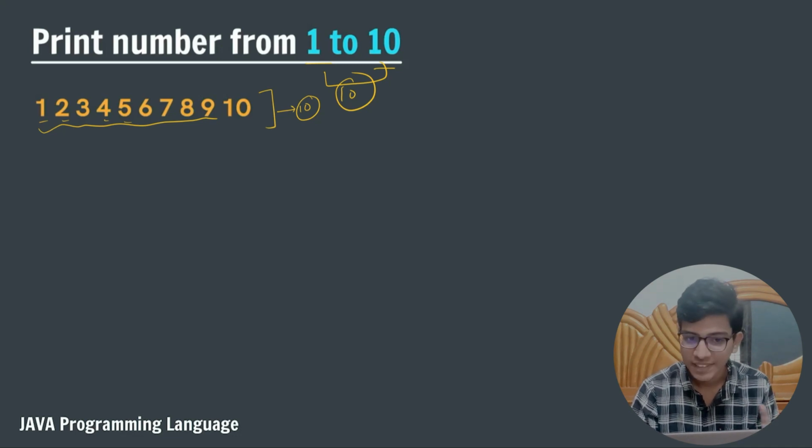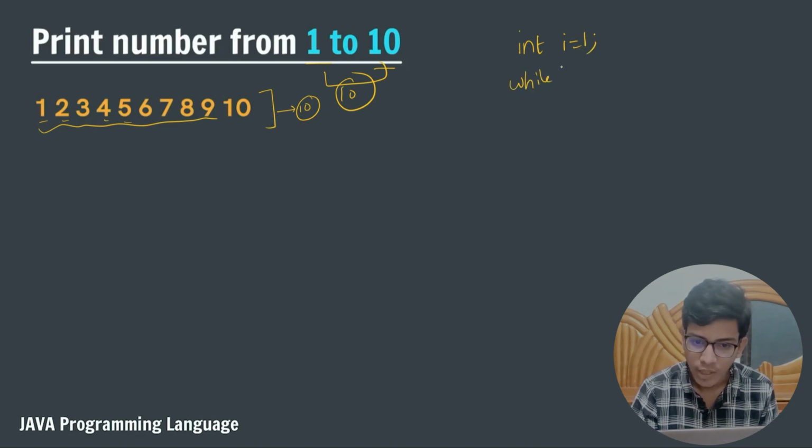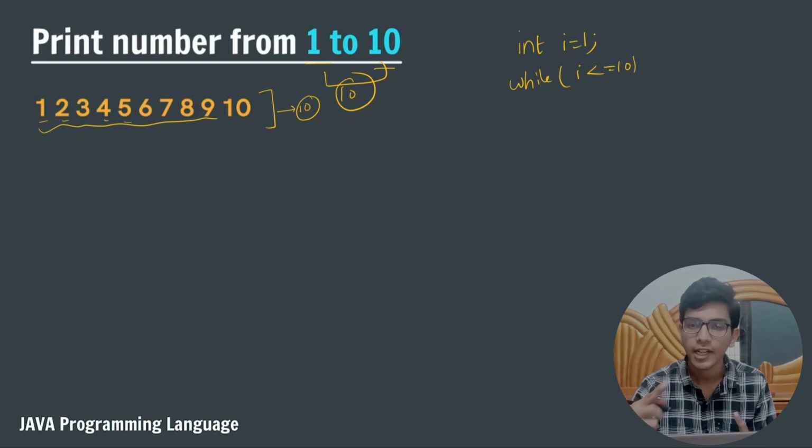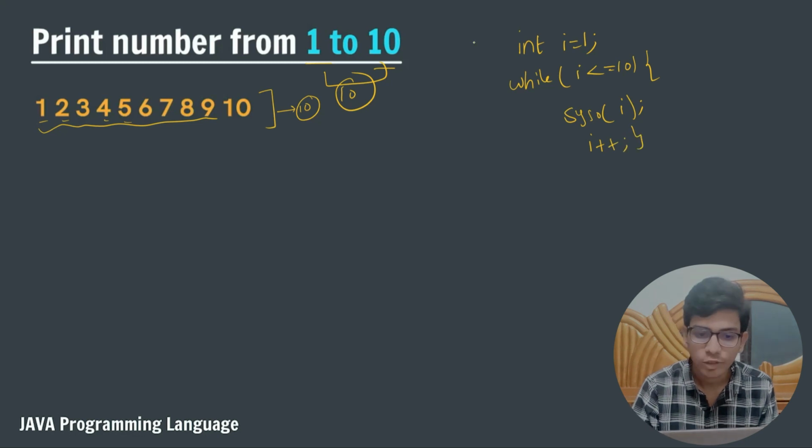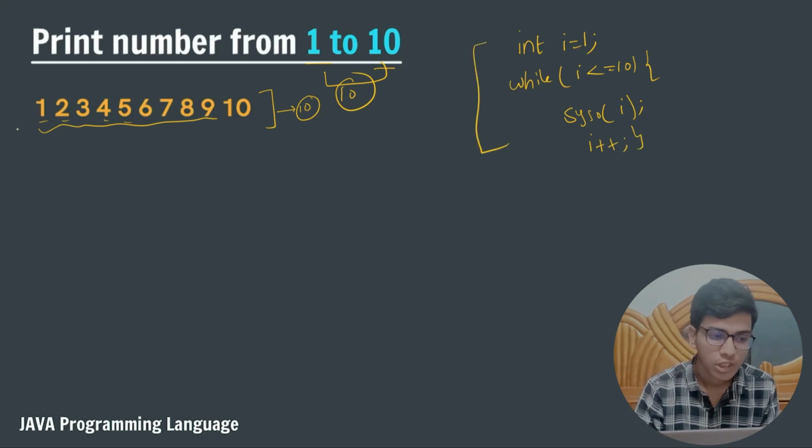So let us initialize our variable. Let us consider int i = 1. After that we will write the while keyword: while i is less than or equal to 10. So we have to run it 10 times, right? After that, in the while loop we will print using System.out.print the value of i. After that we will do the updation step, that is i++. This is the pseudocode for printing numbers from 1 to 10.